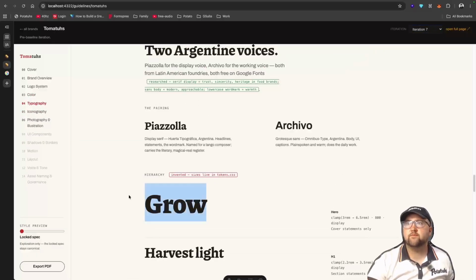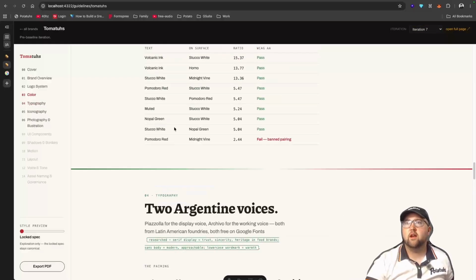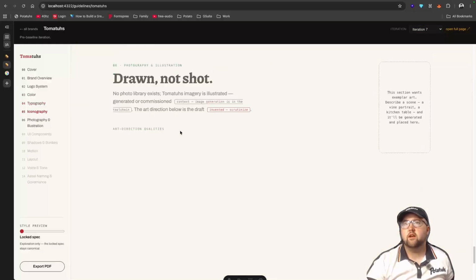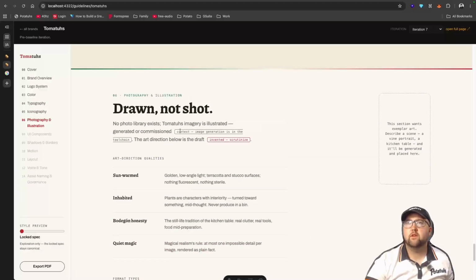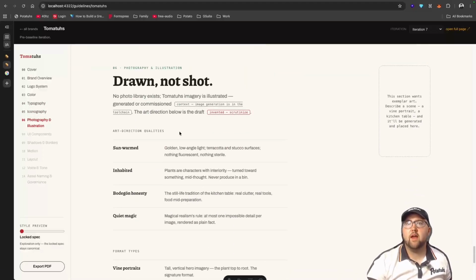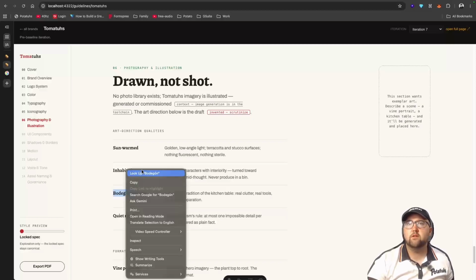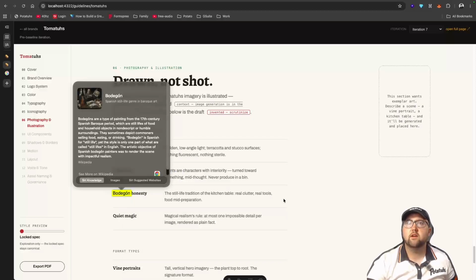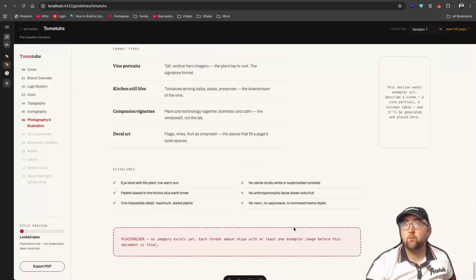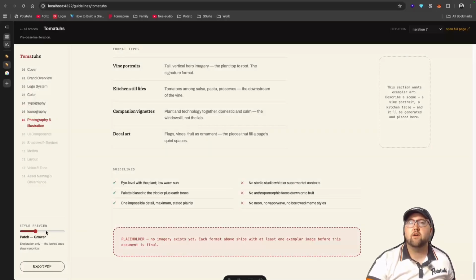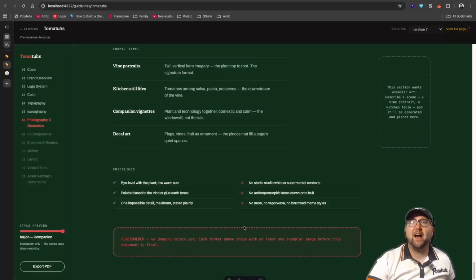what are these called? This is our display, Piazzolla. I like our typography choices. Drawn, not shot, sun-warmed, inhabited, Bodegón, honest Bodegón. Don't know what that means. A type of painting. Yes, I do want that. I did say that I want this to be inspired by that type of art. So this was my favorite.